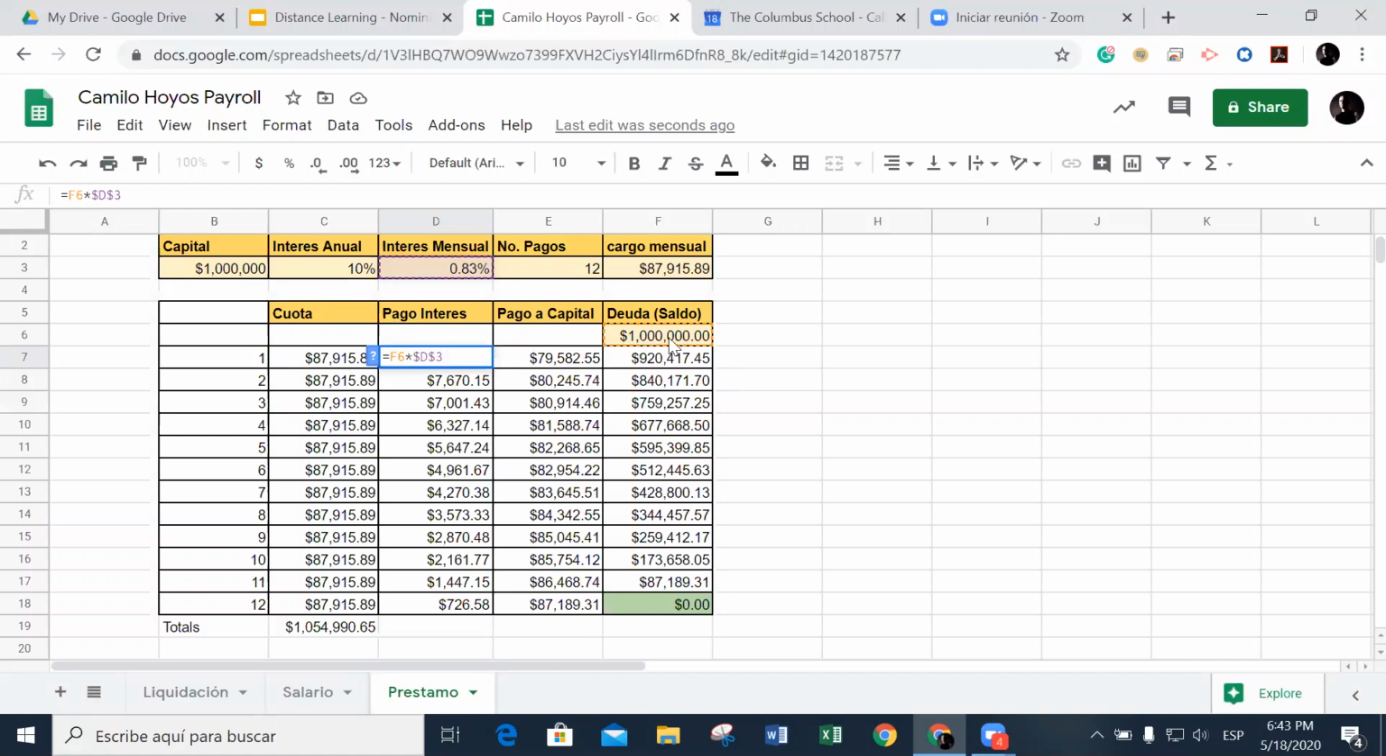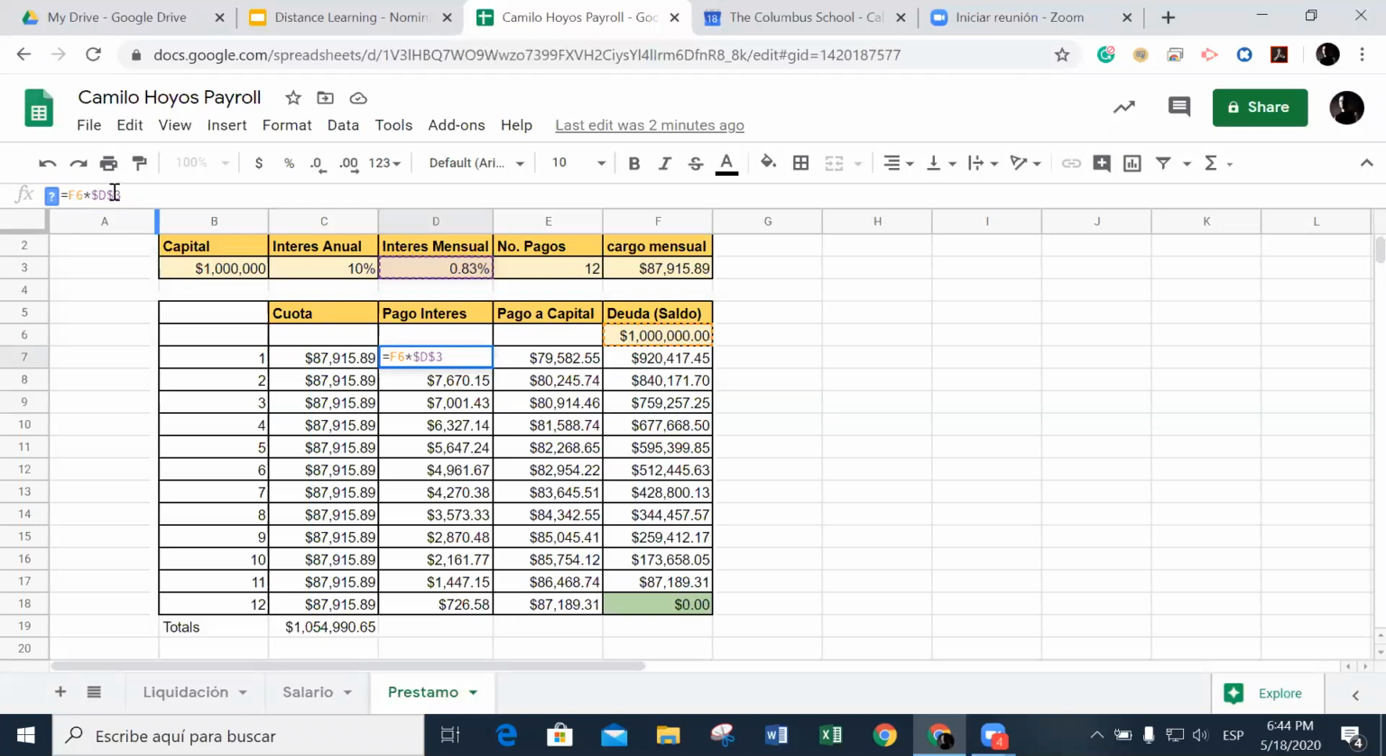So you get 1 million times 0.83%. That's going to give you the interest for that specific period of time, which in this case is 8,333 pesos and 33 cents. Now, why do I put the dollar sign in here? Remember that? The dollar sign is because I want all of these formulas to always reference the same cell. So I don't want this to move down with the formula when I drag it down. So that's why I added this right here.